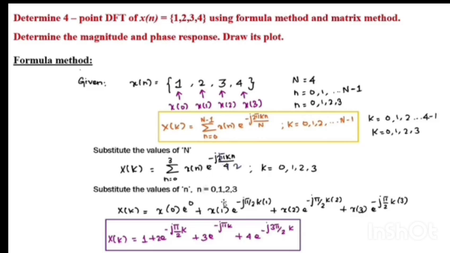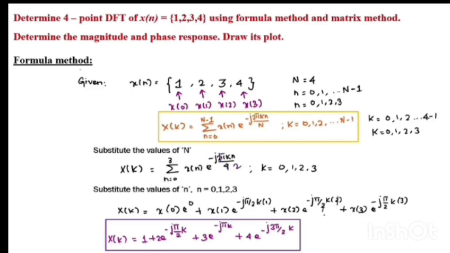First I am going to substitute n is equal to 0. It will become x of 0 e power 0. Anything multiplied with 0 will end up in 0, plus n is equal to 1, that is x of 1 e power minus j pi by 2 k into 1 in the place of n. Now n is equal to 2, plus x of 2 multiplied by e power minus j pi by 2 k into 2 in the place of n, plus x of 3 e power minus j pi by 2 k multiplied by 3 in the place of n. Now I am going to simplify this equation further, that's nothing but I am going to cancel this 2.